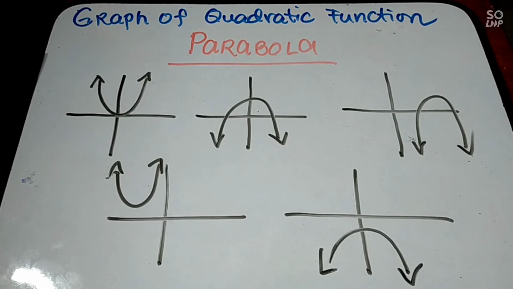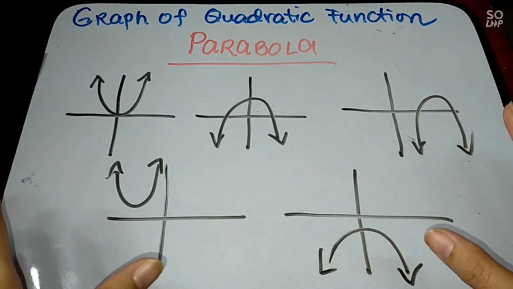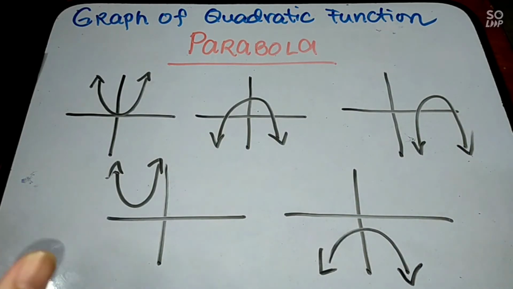So, dapat po tandaan na ang graph ni quadratic function, it's always opens upward or opens downward. So, ganito lang yung makikita nyong sets of examples kapag graph ni quadratic function. Is it clear? Now, let us have the graph of quadratic functions using table of values.